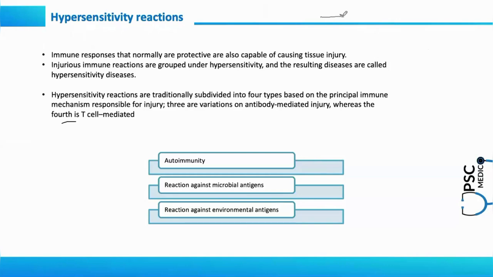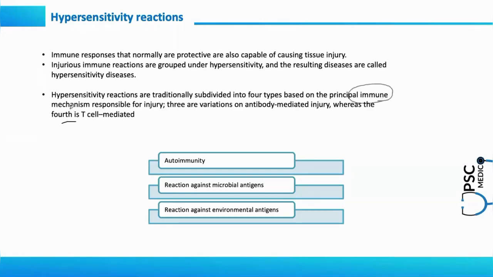So beyond the point, the response goes on and it damages the body. So these are the hypersensitivity reactions. Injurious immune reactions are hypersensitivity reactions, and the diseases which result from injurious immune reactions are hypersensitivity diseases. Normal immune reactions are protective, but here we have injurious immune reactions. That's the basic definition for hypersensitivity reactions, and they are classified into 4 types based on the immune mechanism.